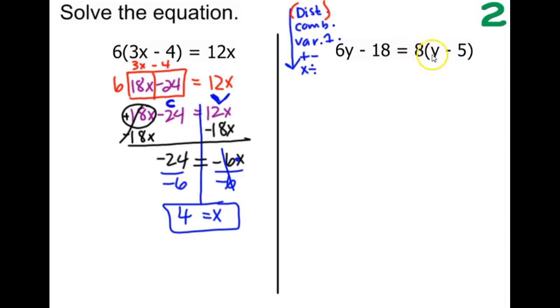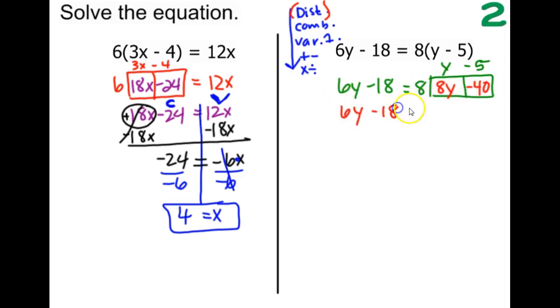Next one, we have parentheses again. I'm going to distribute on this side. In my classroom I have y and -5. Out front I have 8. So I have 6y minus 18. On the left, 8 times y is 8y. 8 times -5 is -40. So I have 6y minus 18 equals 8y minus 40.